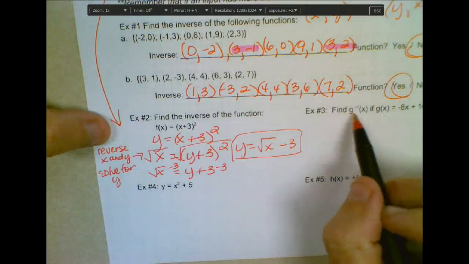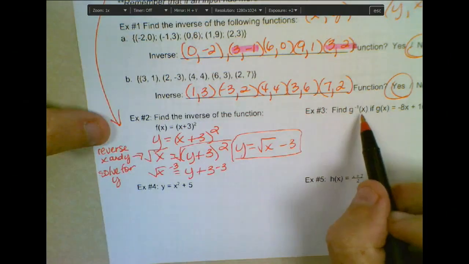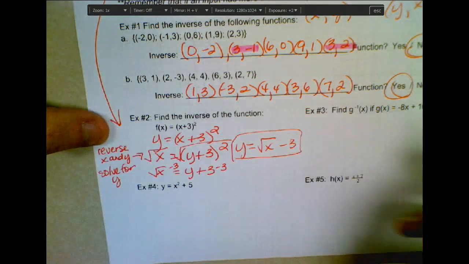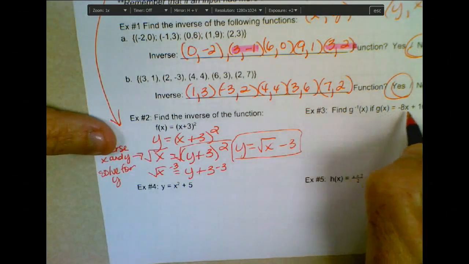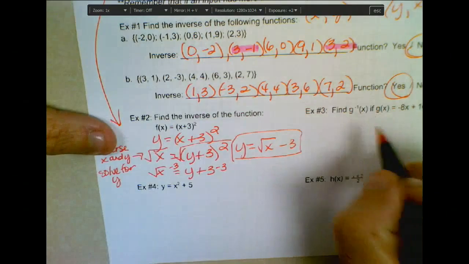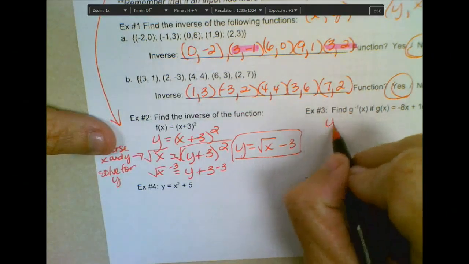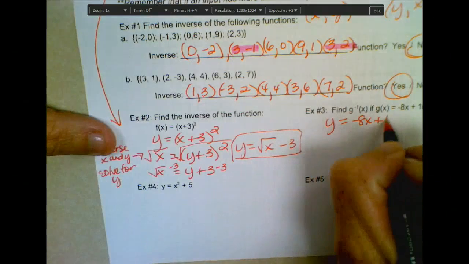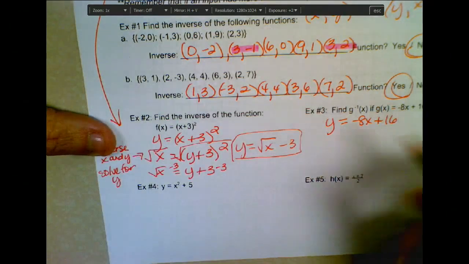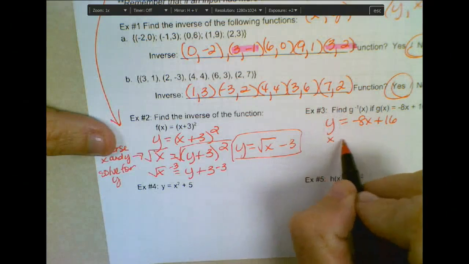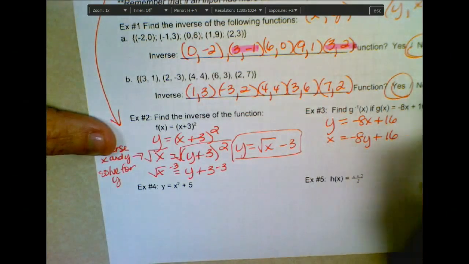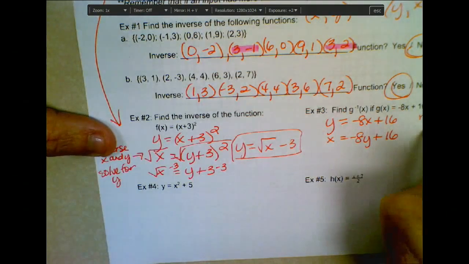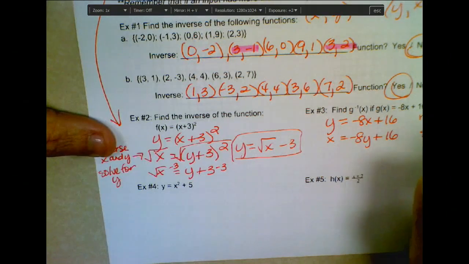Find the inverse of g of x, g to the negative 1 of x, the inverse of g of x, if g of x equals negative 8x plus 16. So we're going to do the same thing again. You've got y equals negative 8x plus 16. Reverse your x and your y, and then solve for y. Reverse x and y, solve for y.